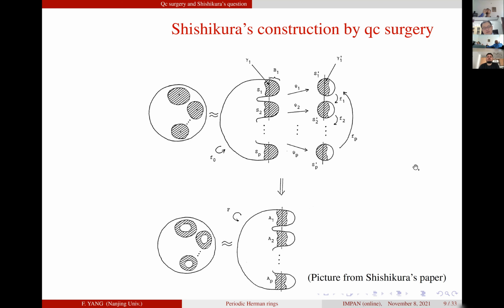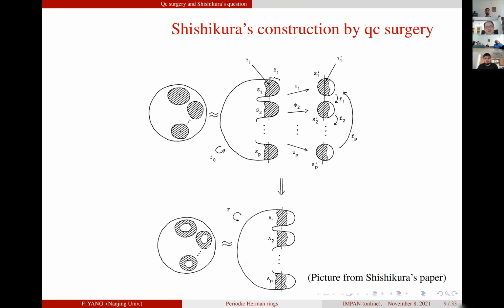From Shishikura's proof, he also stated a result. If we know there is a rational map with a Siegel disk of rotation number theta, then there must exist another rational map G such that G has a Herman ring of rotation number theta. And the converse is also true. So from Shishikura's construction, there is a very deep connection between Siegel disks and Herman rings.